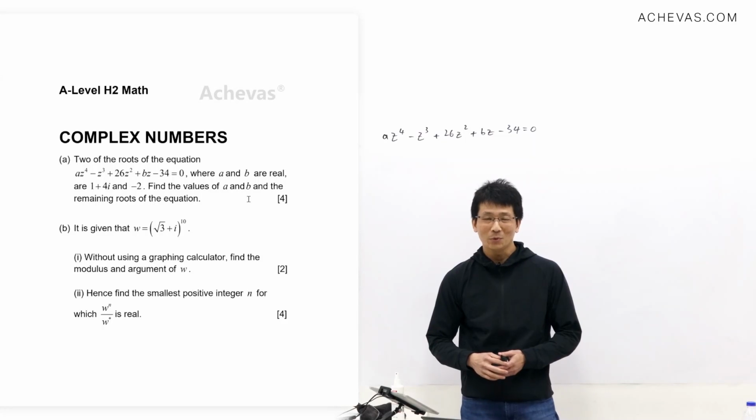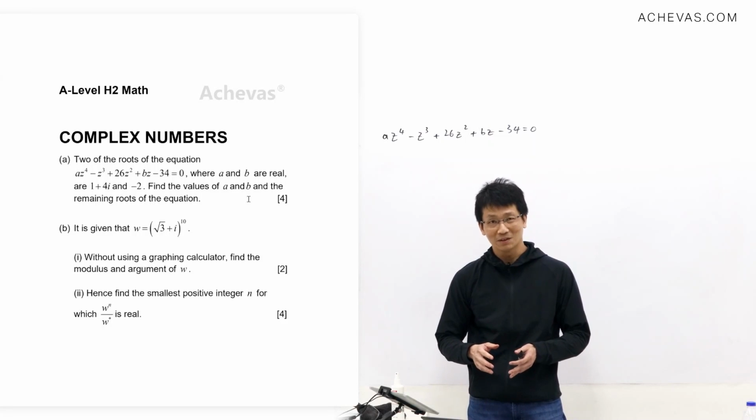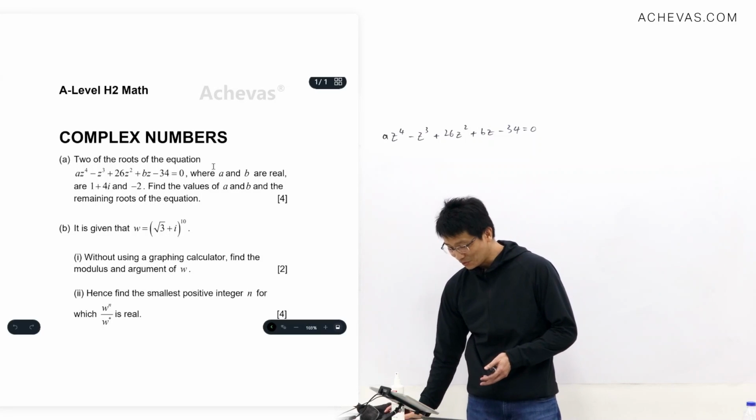Hi everyone, today we'll be taking a look at a question on complex numbers. In this question, two of the roots of the equation are given by 1 plus 4i and minus 2. Find the values of a and b and the remaining roots of the equation.